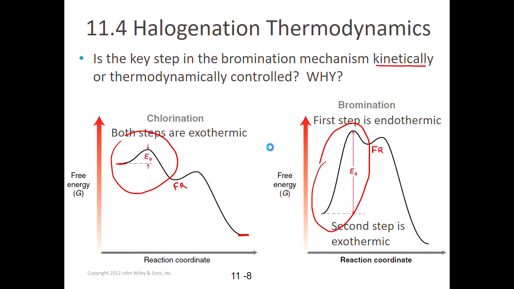So what we see here is in the chlorination, because the first step is exergonic, the transition state energy is closer to the reactant energy than it is to the product energy of that step, right? So the product here is the free radical. So since the energy of the transition state is closer to the reactant than it is to the free radical, that means that the transition state will look more like the reactant than it will like the free radical, right?